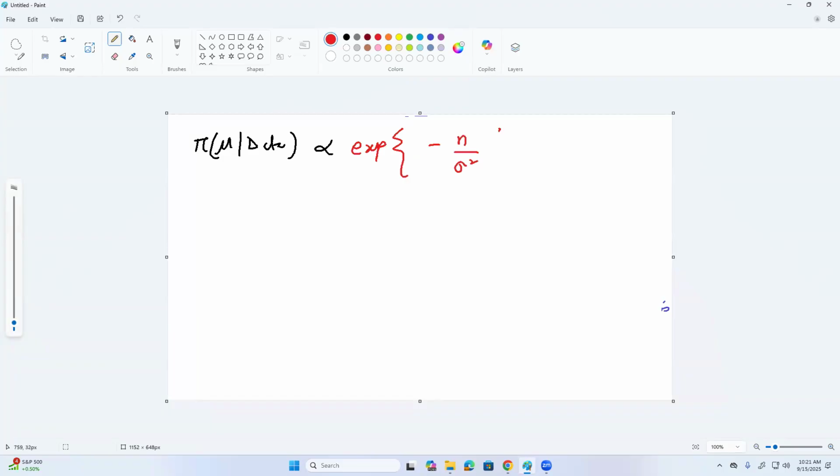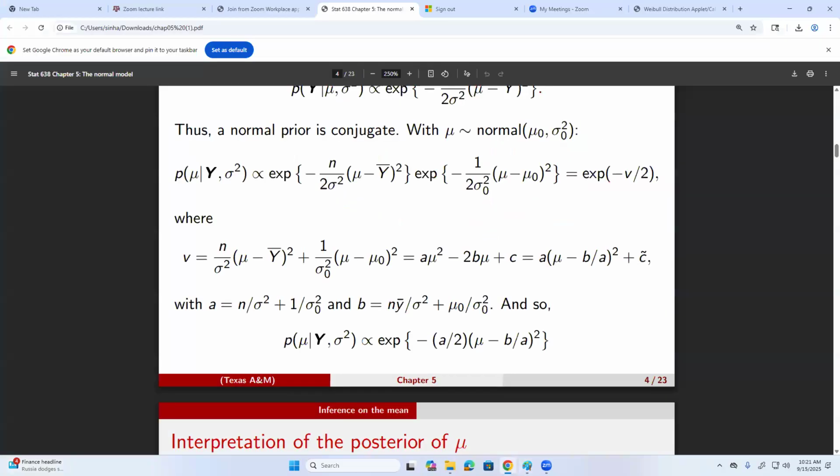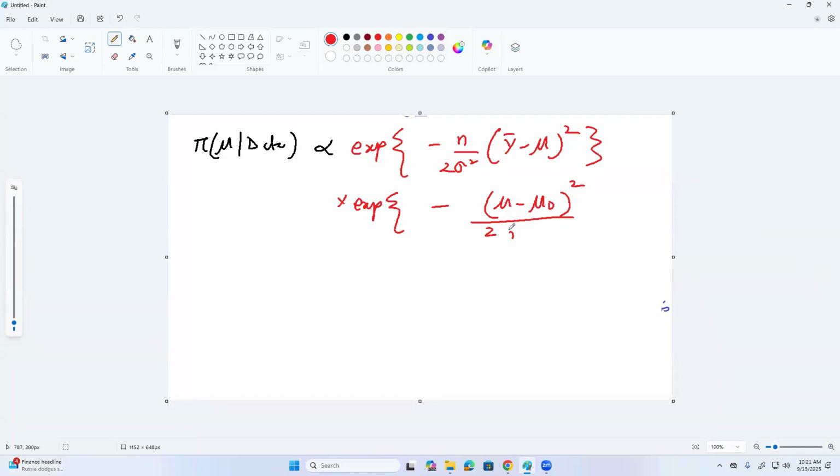So you have seen previously that the posterior distribution of mu, pi mu given data, was proportional to e to the power minus n over sigma square (y bar minus mu) square, times the prior distribution of mu, which was e to the power minus (mu minus mu 0) square over 2 sigma 0 square.